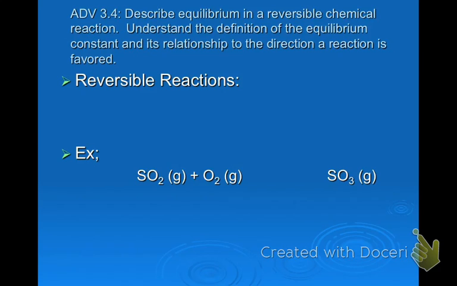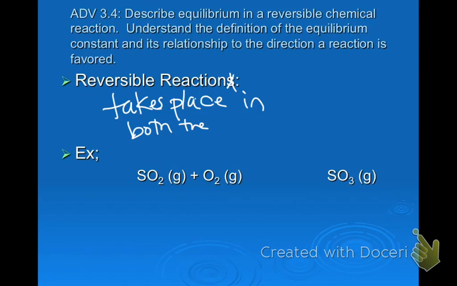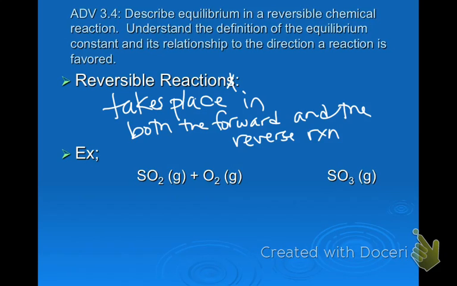So a reversible reaction is a type of reaction that can actually take place, or takes place, in both the forward and the reverse reaction simultaneously. So at the same time, the reaction is going both forward and backwards.